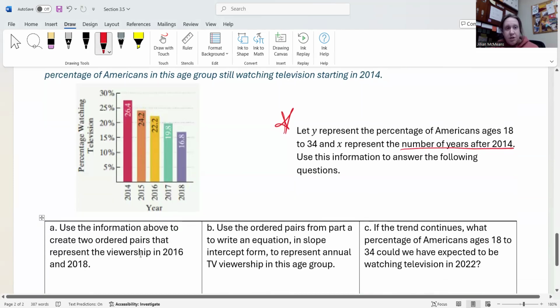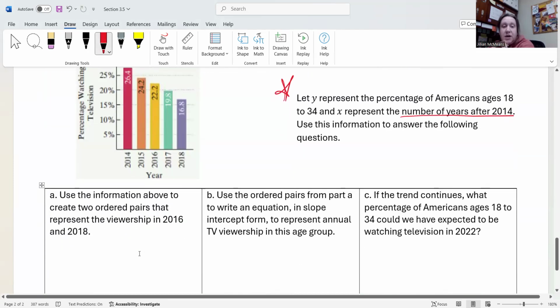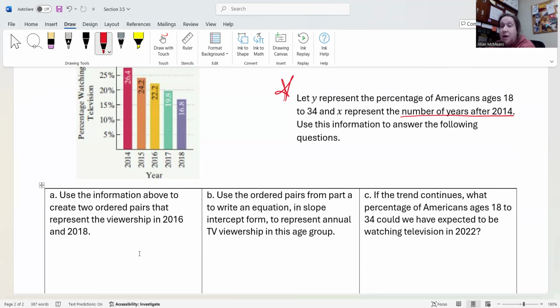We're going to use this information to answer the following questions. It says, use the information above to create two ordered pairs that represent viewership in 2016 and 2018. If we're looking at 2016, X1 is going to equal 2016 minus 2014, which is 2. And X2 is going to be 2018 minus 2014, which is 4. We're just looking for two ordered pairs.